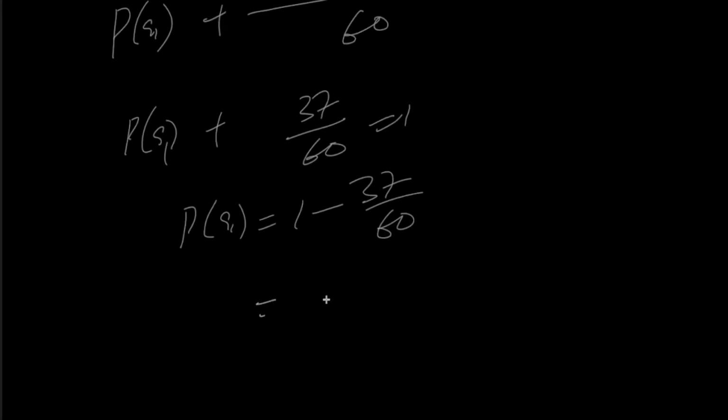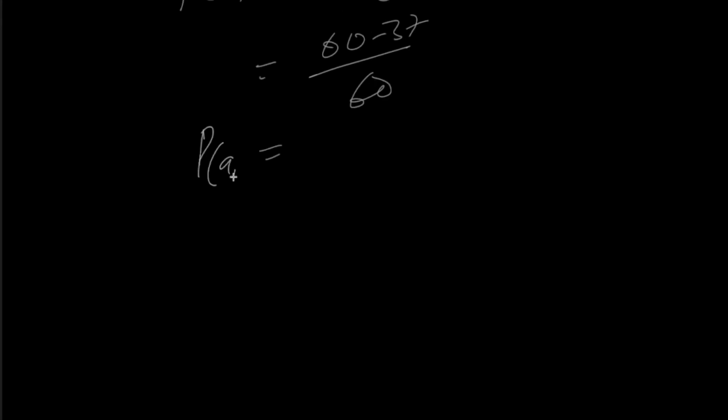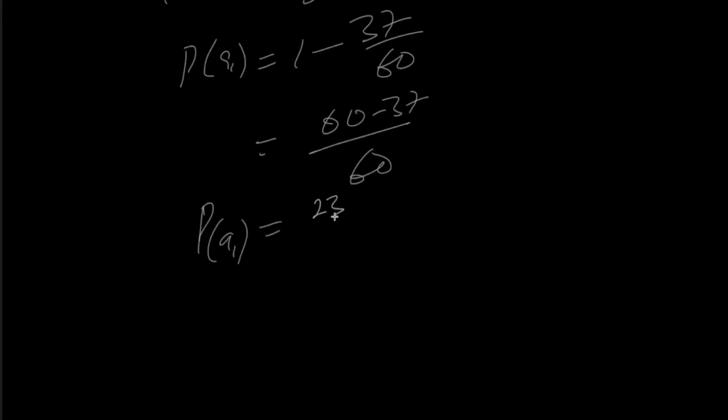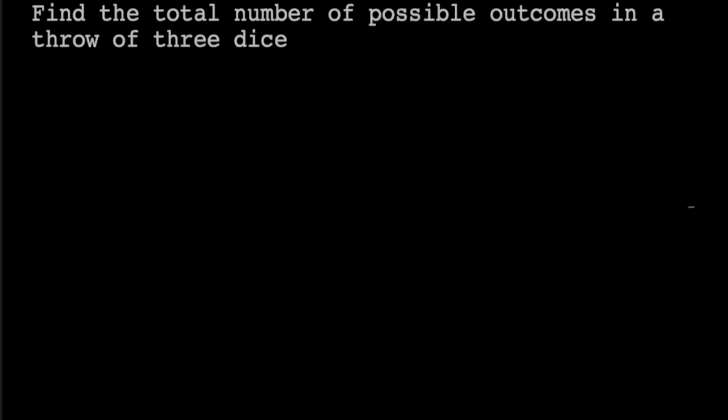If you work on this now, 60 minus 37, which is equal to P(A1), 23 over 60. So this is the probability of what? Of P(A1). Find the total number of possible outcomes in a throw of 3 dice.